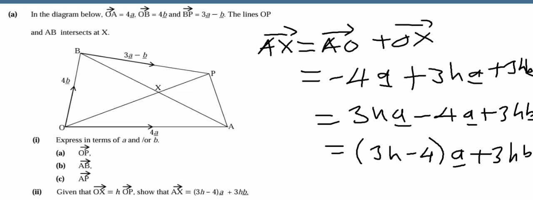So in the question, we were to show that AX is equal to open bracket 3h minus 4 close bracket a vector plus 3h b vector. So at the end you write hence shown. So we are going to say hence shown. So this one is our last question.